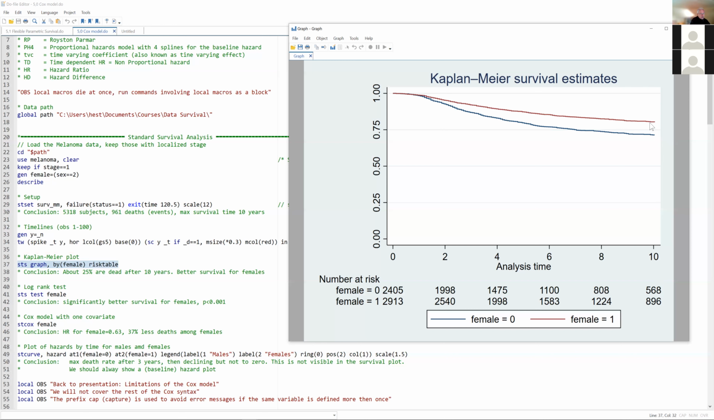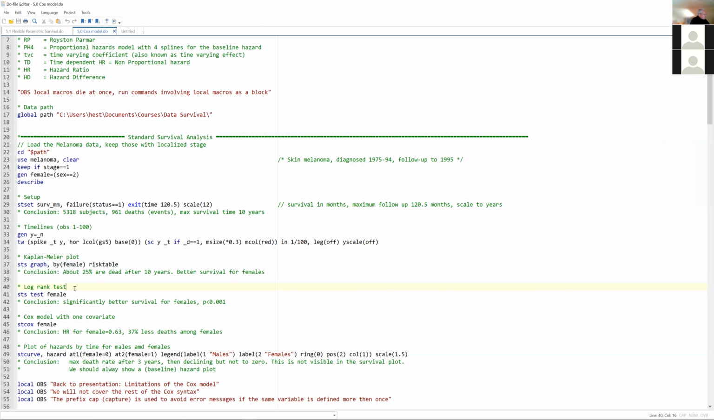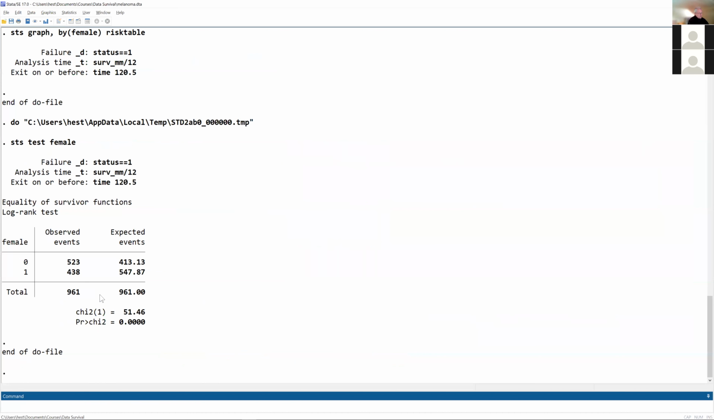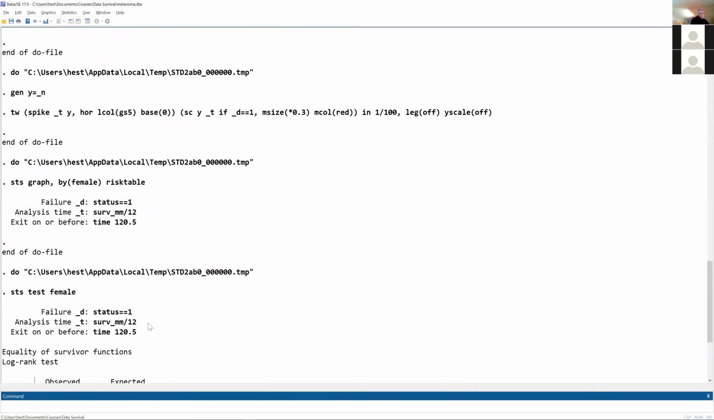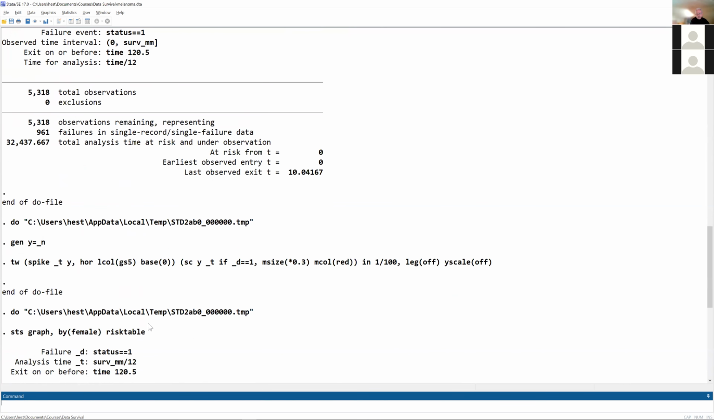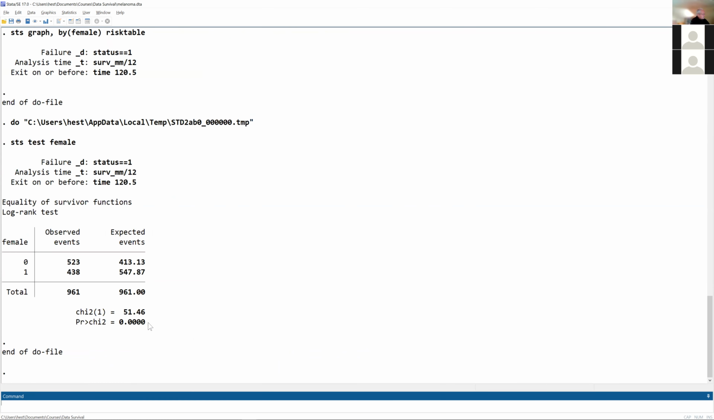Now, are the survivals among females different from the males? We do an sts test on female. That's a log-rank test. And we get a p-value of 0.000. So this is clearly a significant difference. Remember that we had a very large data set here. I've forgotten, I have to scroll up. More than 5,000 observations in the data set.